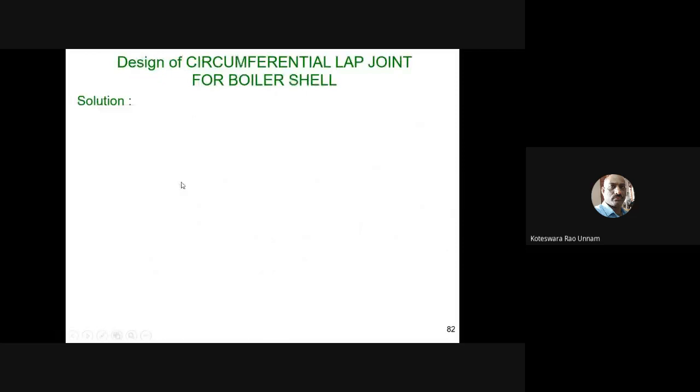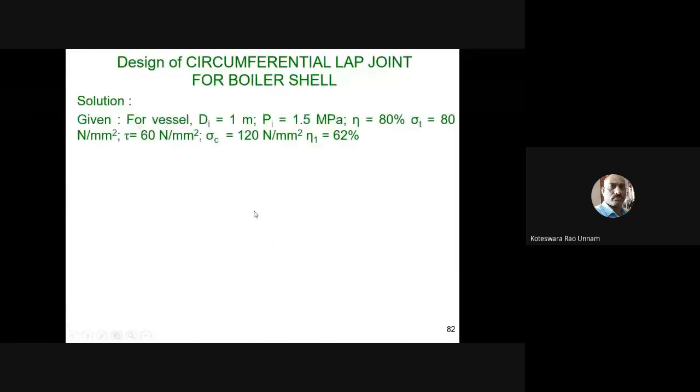So this is what I first read as the given data. The diameter of the vessel is 1 meter, internal pressure is 1.5 MPa, efficiency of the longitudinal joint is 80%, sigma T is 80 MPa, tau is 60 MPa, sigma C is 120 MPa, and the efficiency of the circumferential joint is 62%. Now first we need to find the thickness of the shell, or the plate used to fabricate the boiler.